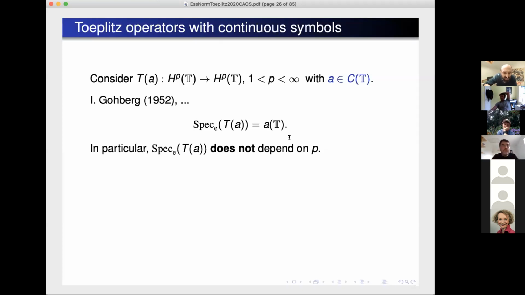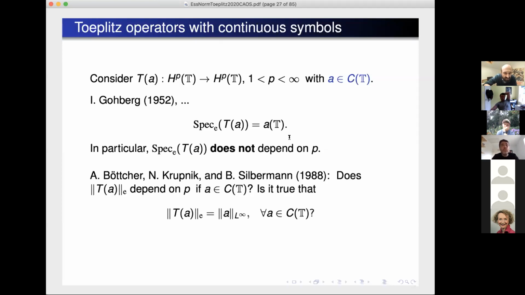But the key point here for me is that the essential spectrum is P independent, and it's just the set of values. Now, it's natural to ask, does the essential norm depend on P? If you have a continuous symbol, it's natural to expect that because the essential spectrum does not depend on P, maybe the essential norm does not depend on P either. If it does not, then it is the same as for L2, and for L2 we know that this is exactly the L infinity norm. So the question posed by Böttcher, Krupnik, and Silbermann in 1988 was, do we have this equality?